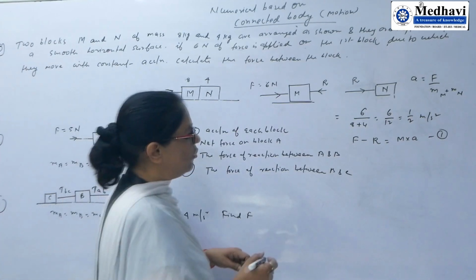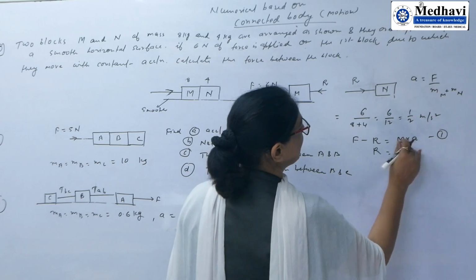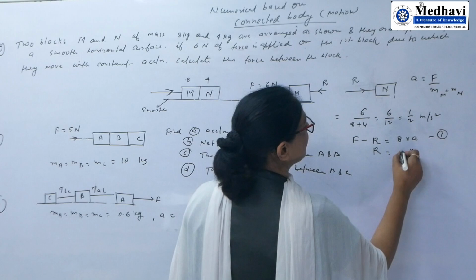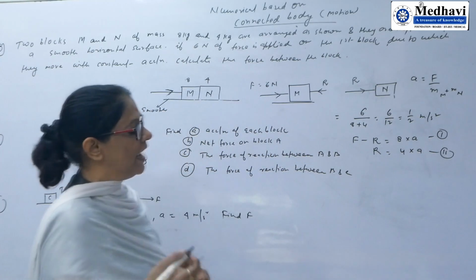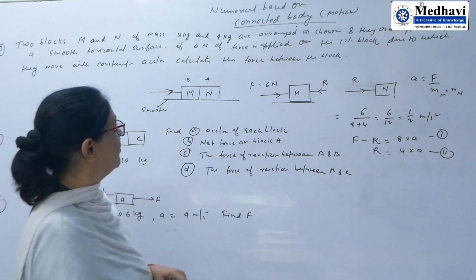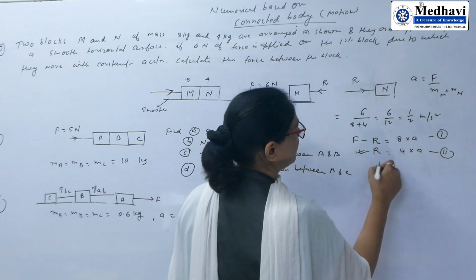For N, you will say that F is equal to M into A. You can here write 8A. Here you write 4A. Using either of the two equations, you can find R, that is, R is the contact force between the blocks. As you know the acceleration, this is good.